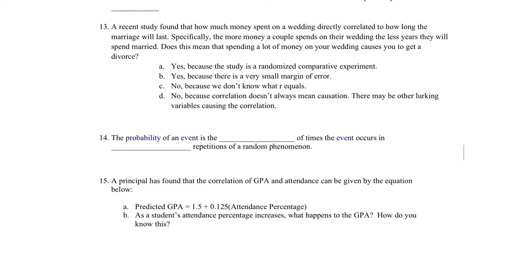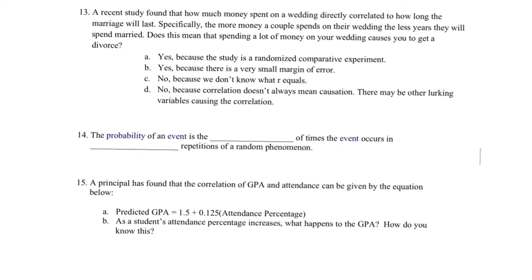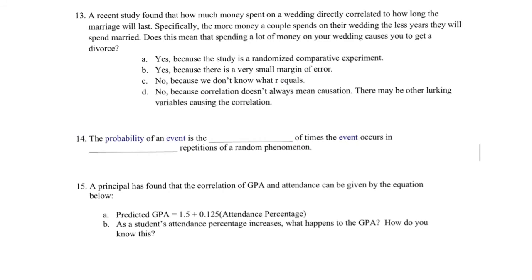All right, and the last little bit for this video. So number 13, a recent study found that how much money is spent on a wedding directly correlated to how long the marriage will last. Specifically, the more money a couple spends on their wedding, the fewer years they will spend married. Does this mean that spending a lot of money on your wedding causes you to get a divorce?